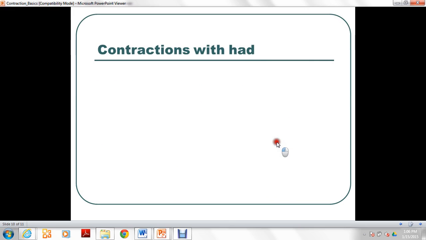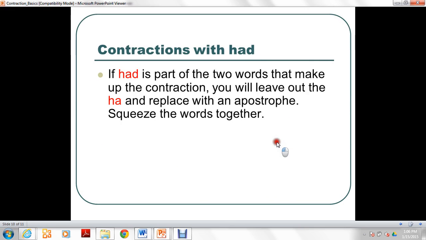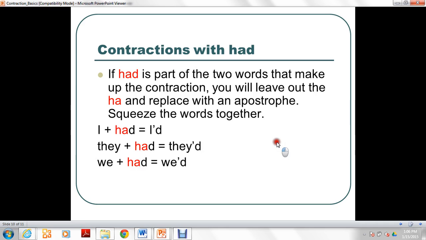Contractions with had. If had is part of the two words that make up a contraction, you will leave out the H and A and replace them with an apostrophe. Squeeze the words together. I plus had becomes I'd. They plus had becomes they'd. We plus had becomes we'd. You plus had becomes you'd.